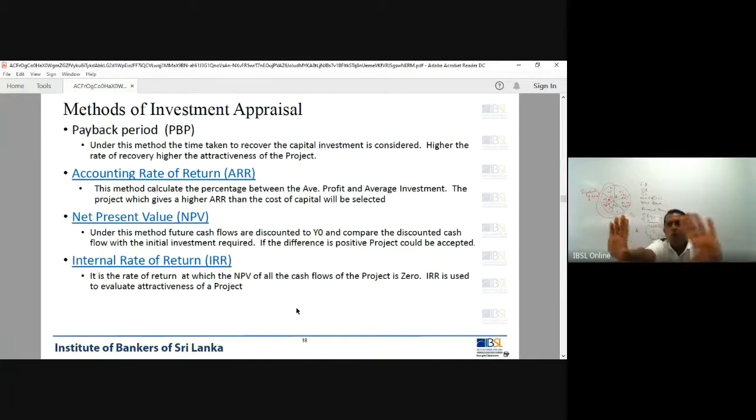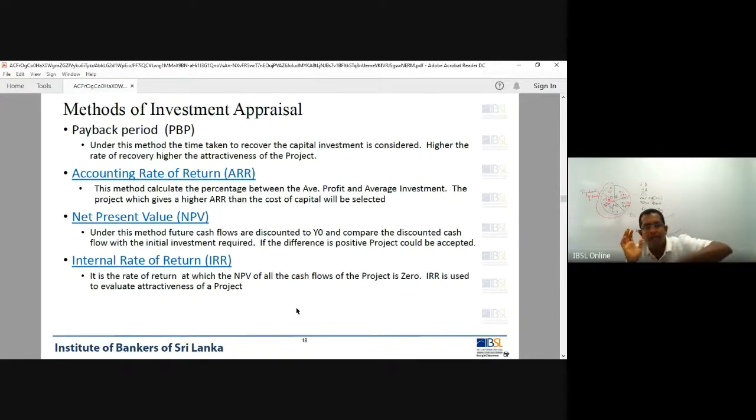These are the 4 appraisal techniques we have. Payback period. Under this method, the time taken to recover the capital investment is considered. What do we do here? We decide how long it takes for me to recover the money invested.